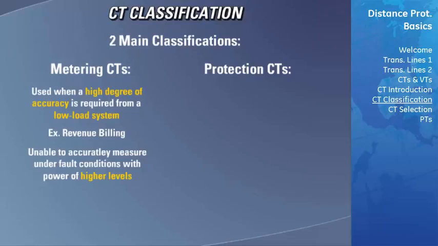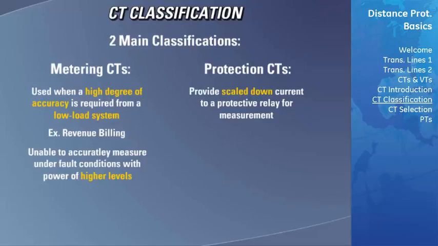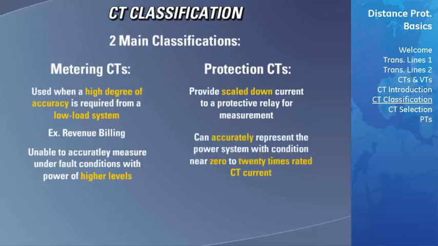Protection class CTs provide a scaled-down current to a protective relay for measurement. These types of CTs deliver a representation of the power system current from conditions near zero current all the way to 20 times rated CT current. The CTs also have an error percentage with a common range anywhere from 5 to 10%.